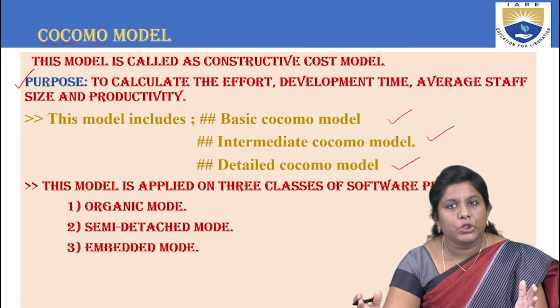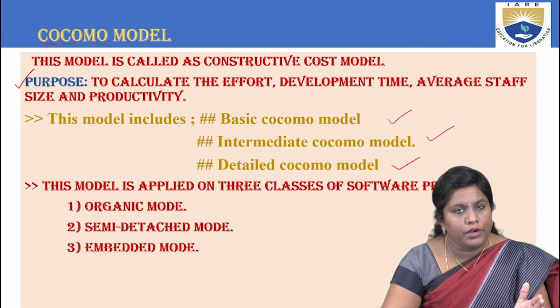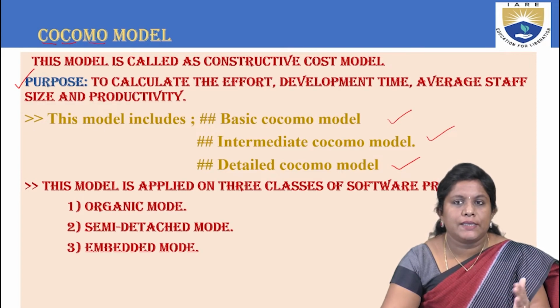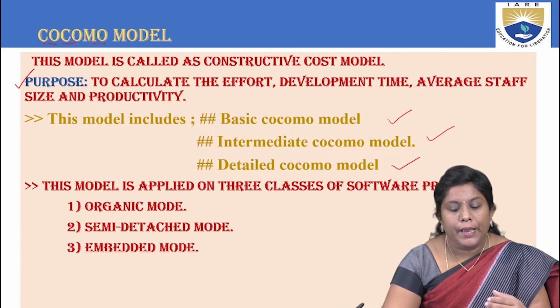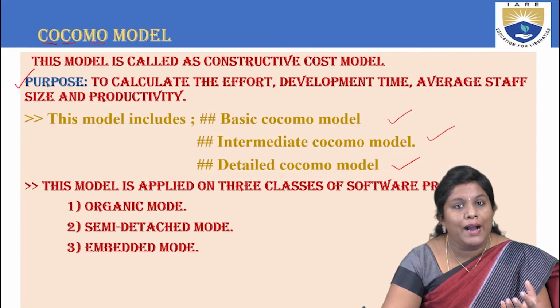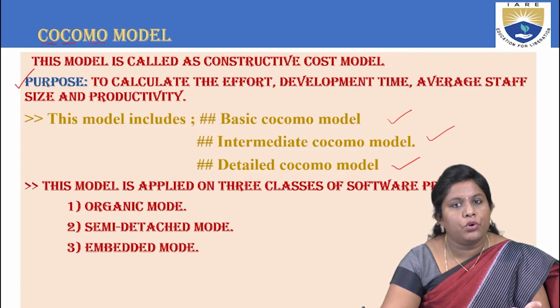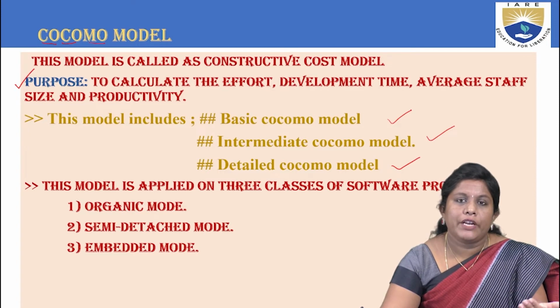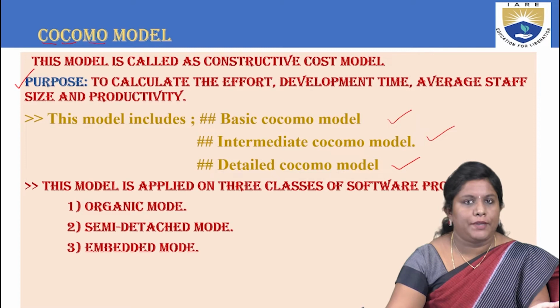So I repeat, there is a flow here. Initially we started off with the Cocomo model, and that internally includes three variations: the basic Cocomo model, the intermediate, and the detailed Cocomo model. But when you talk about these individually, if I take the basic Cocomo model, it involves three classes: the organic mode, the semi-detached mode, and the embedded mode. In the same way, the intermediate Cocomo model again has three modes: organic, semi-detached, and embedded.